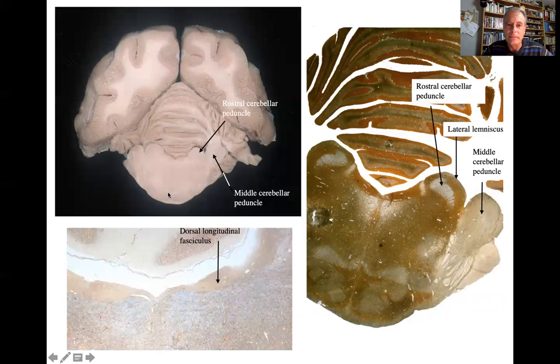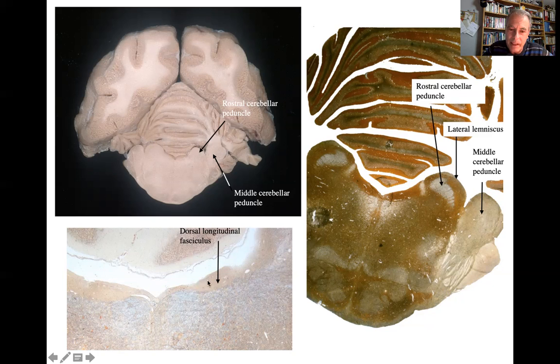So again, we are at the level of the pons, remember that. Look at these connections with the cerebellum, the middle cerebellar peduncle, the rostral. We'll see that when we talk about the cerebellum, right? And again, what you have here is the fourth ventricle. This is the floor of the fourth ventricle, the cerebellum there.